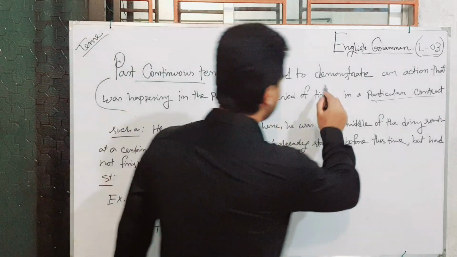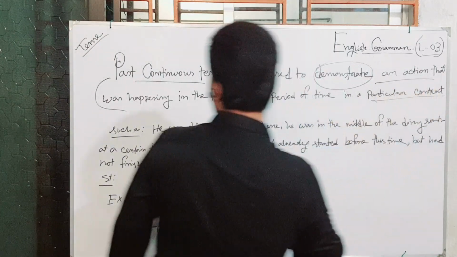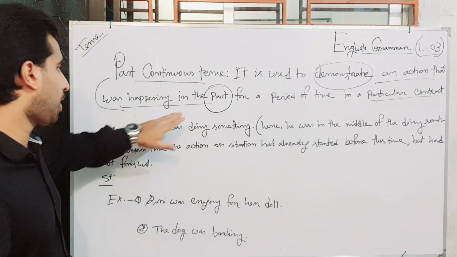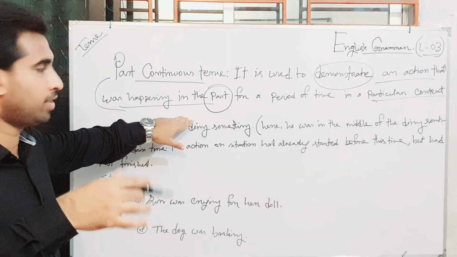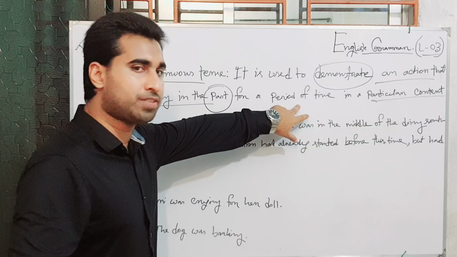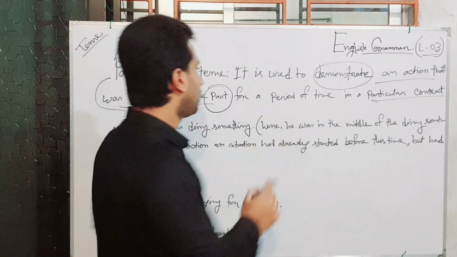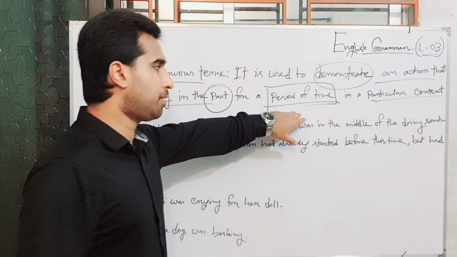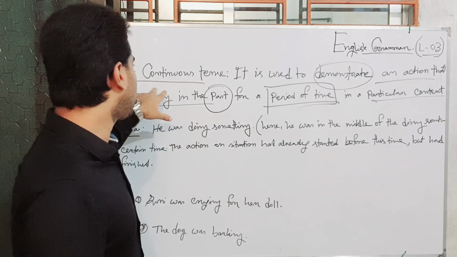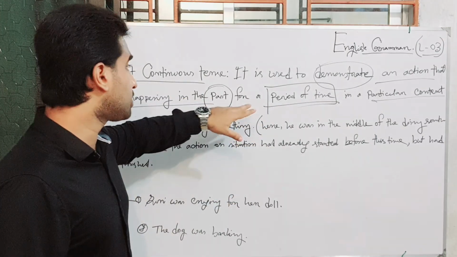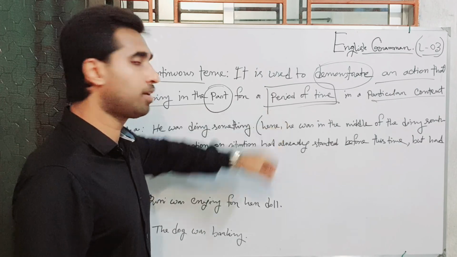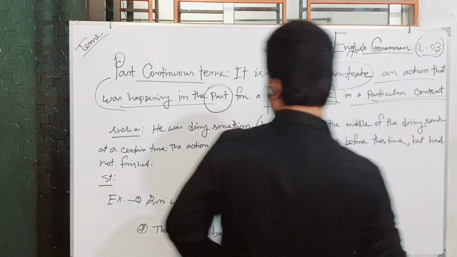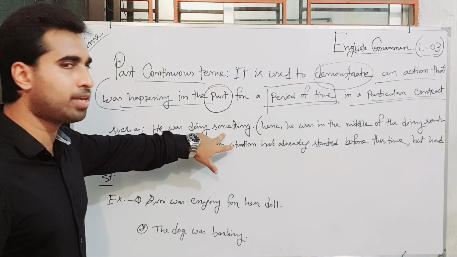Here the words demonstrate an action was happening in the past. The action was happening. That means the action was going on in the past for a period of time. Period of time is the most important thing. So past continuous tense is the kind of tense where the statement was going on for a period of time, in a particular context, such as: he was doing something.